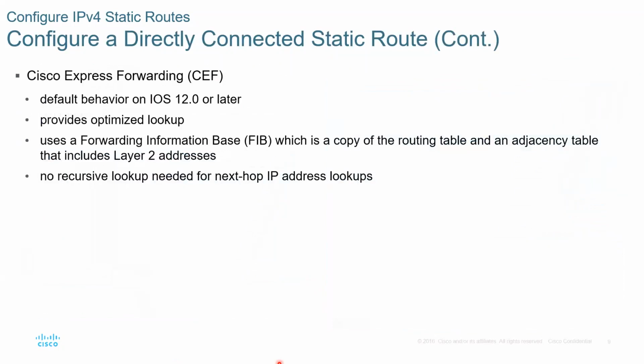Configuring a directly connected static route. Cisco Express Forwarding is default on IOS 12 or later. It provides optimized lookup. It uses a forwarding information base, which is a copy of the routing table, and the adjacency table of the layer 2 addresses. This is similar to a MAC table on the switch or your ARP table in a PC. And there's no recursive lookup needed for the next hop IP address lookups.